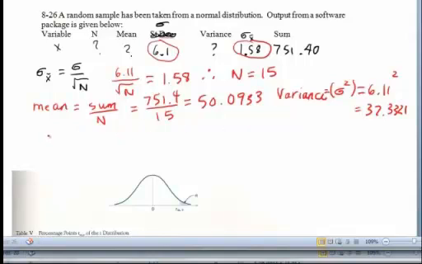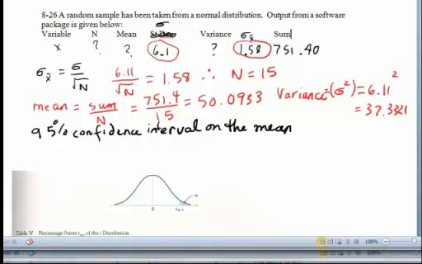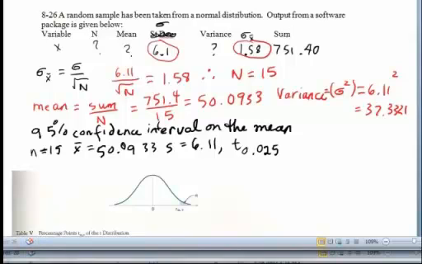Now, let's say that we wanted to find the 95% confidence interval on the mean. So we've got n is equal to 15. X bar is 50.0933, S is equal to 6.11, and now what we're looking for is t of 0.025, because we're looking for a two-sided confidence interval, with a number of degrees of freedom. Be careful here, it is n minus 1, so it'll be 14.